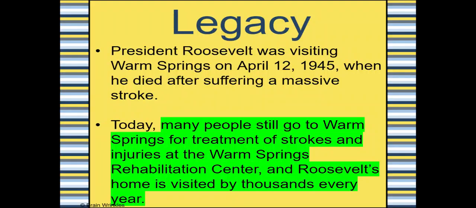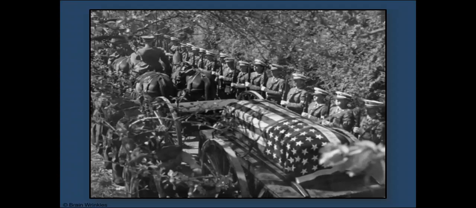Now there is a center in Warm Springs that is used to help rehabilitate stroke and injury victims, and this is FDR during his funeral procession.